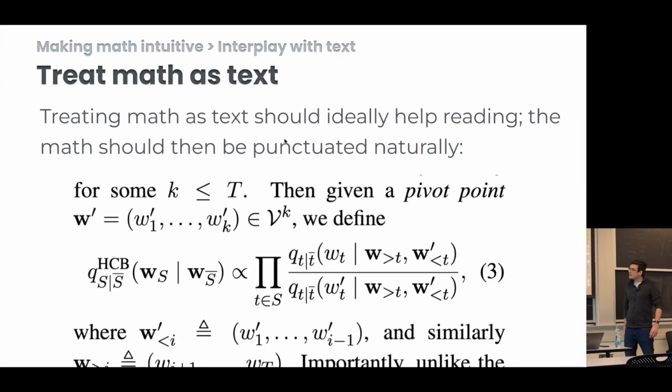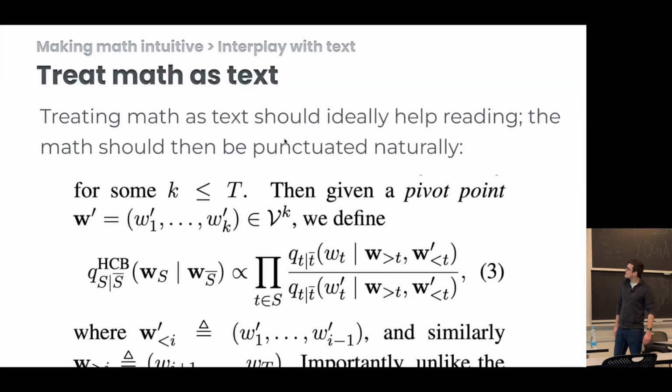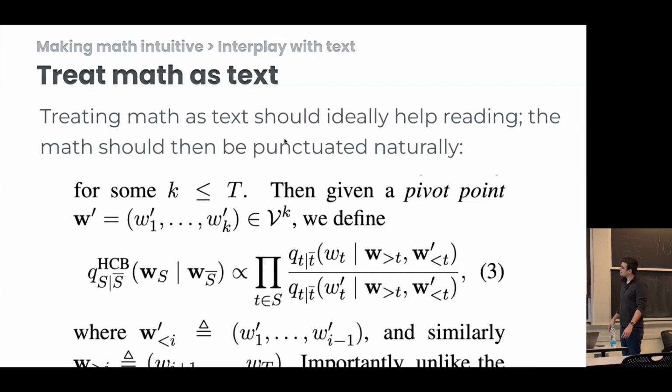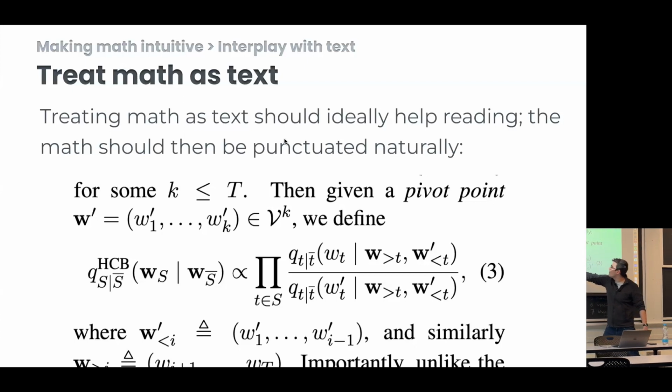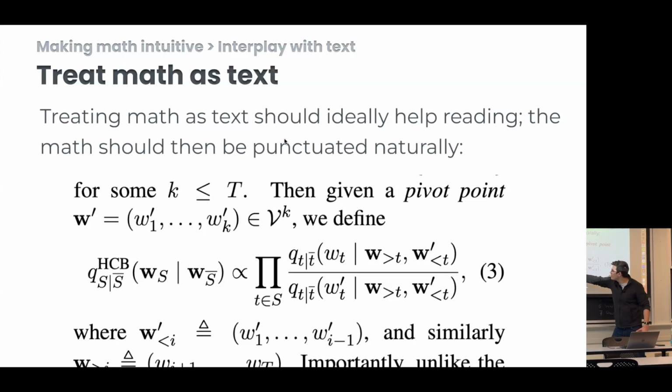One thing that a lot of people do, and if you look at a lot of mathematical texts you'll see this naturally, is that a lot of authors treat math as just text. Like linguistically, it's almost like a linguistic object. What I mean by that is, if you read the sentence, and it doesn't matter what the content is, just think about the sentence structure. Then, given a pivot point, we define this, where the math itself becomes part of the sentence. It becomes another linguistic object.